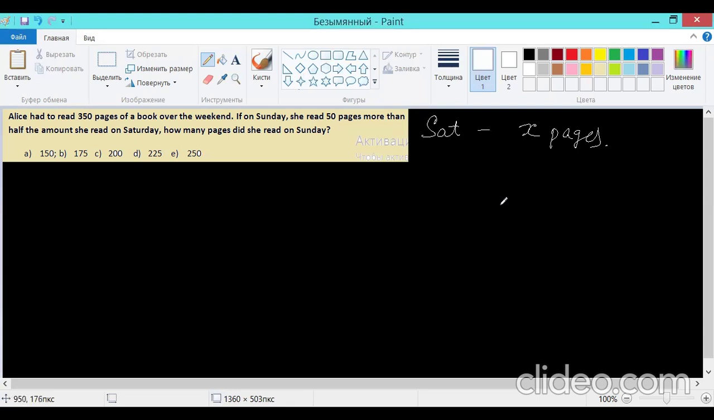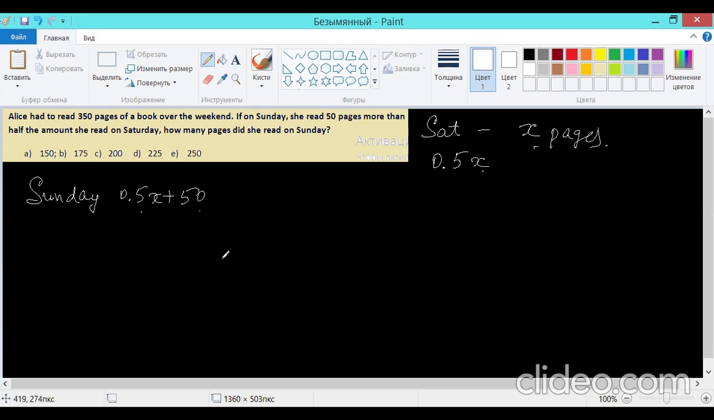And half of this amount is 0.5 times X, right? And the problem says that on Sunday, she read 50 pages more than half of the Saturday's amount. If the Saturday's amount is X, half of it is 0.5 times X. That means that on Sunday, she read 0.5 times X plus 50, because on Sunday she read 50 more than half of what she read on Saturday.